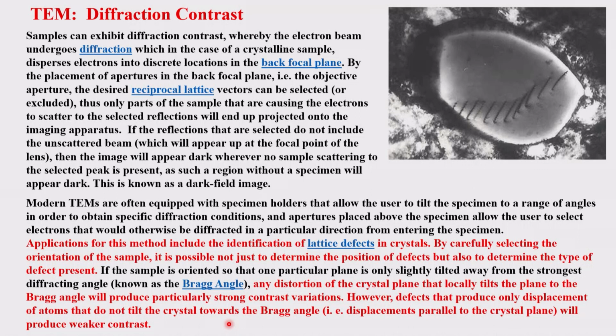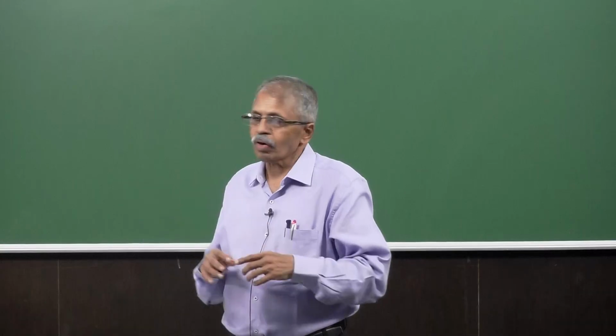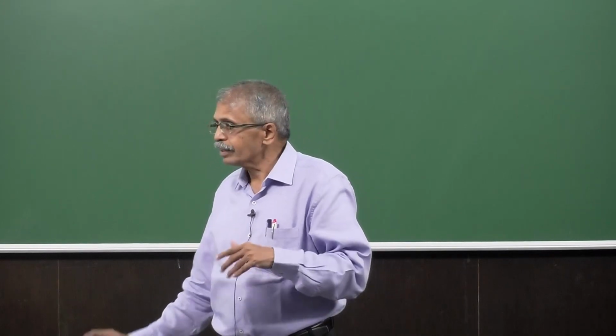However, defects that produce only displacement of atoms that do not tilt the crystal towards the Bragg angle will produce a weak contrast. So the greater the contrast, the better the way that you can find out. So in the TEM, using the diffraction contrast, you can find in the lattice whether some planes are missing, whether some atoms are missing, etc., with the contrast method. We already looked at the contrast.